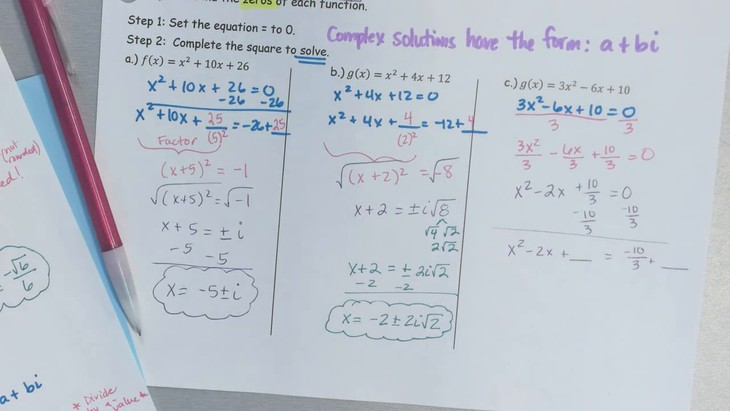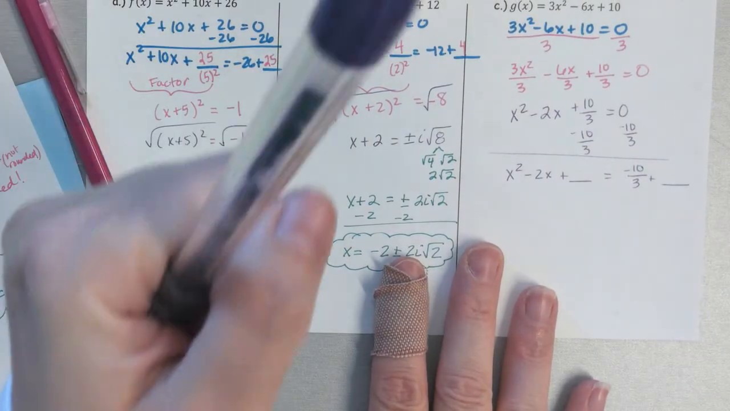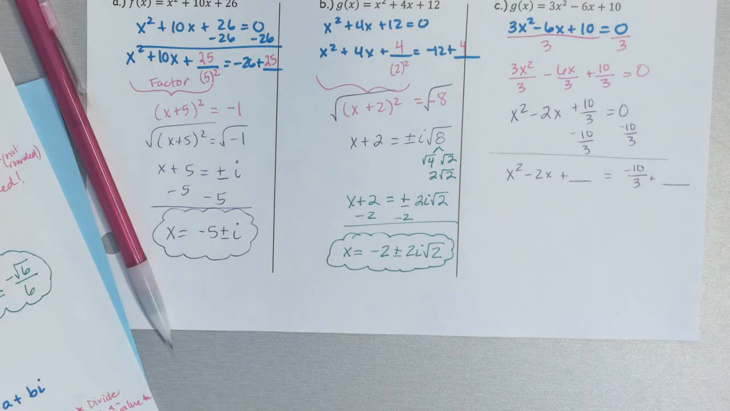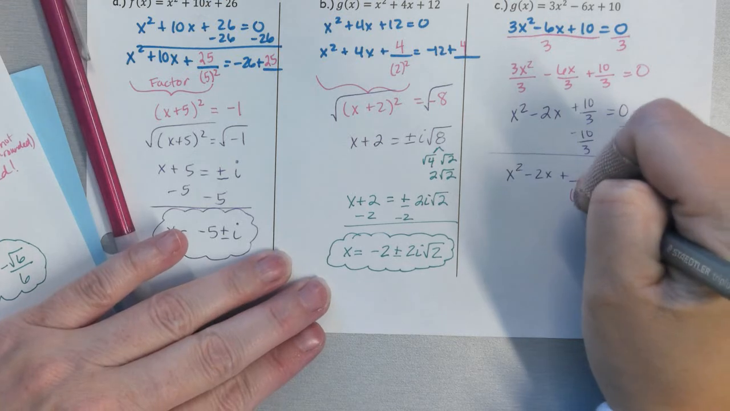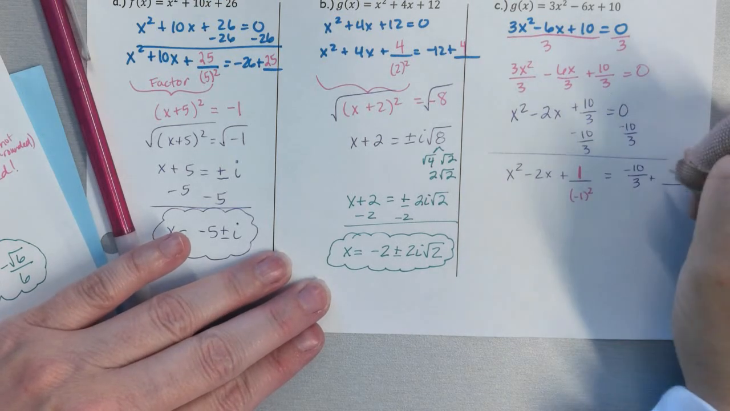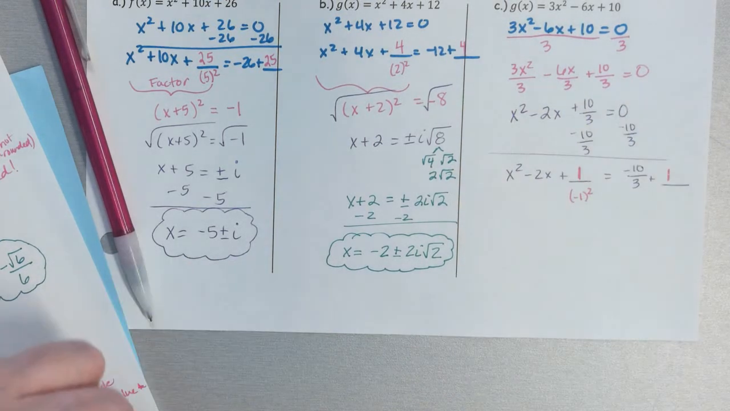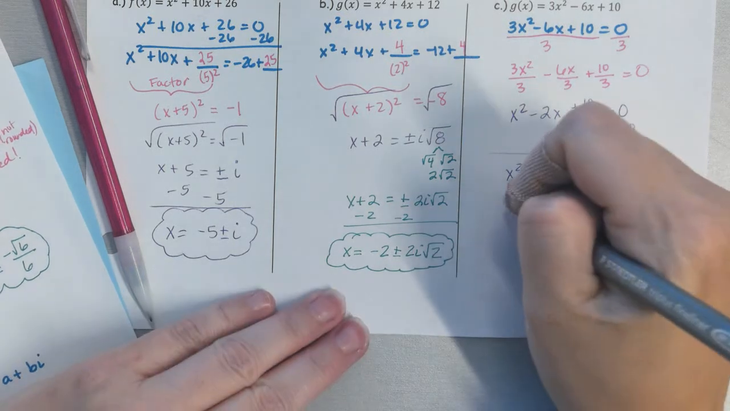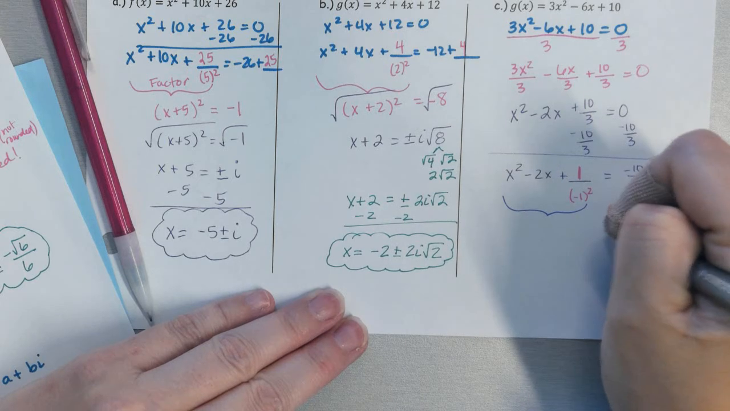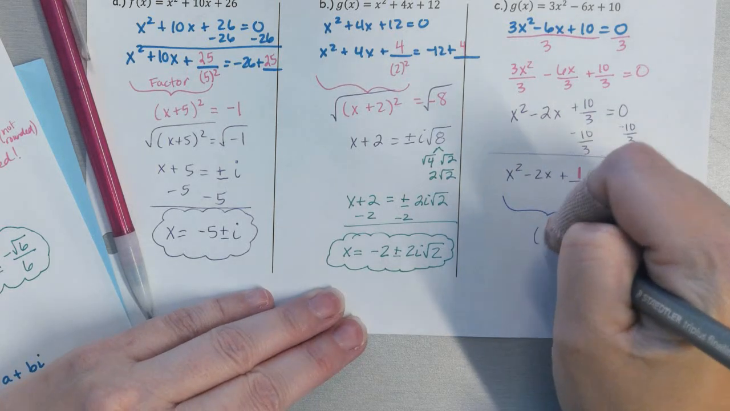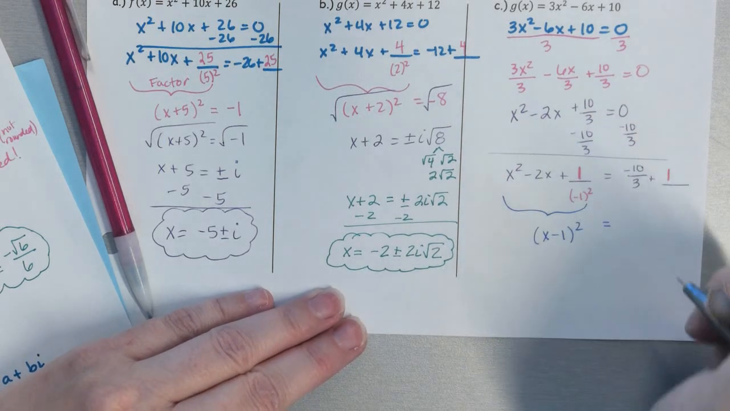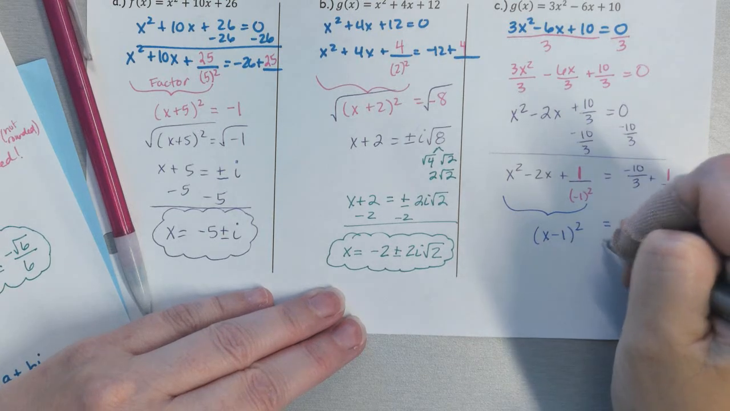Okay, and then Brianna, will you just tell me what you filled your blank spaces in with? Good. Okay, so half of negative 2 is negative 1, so negative 1 squared is 1. Awesome. And then we have to factor. Okay, so Jack, what does this side factor to? Good. Good job remembering the minus.